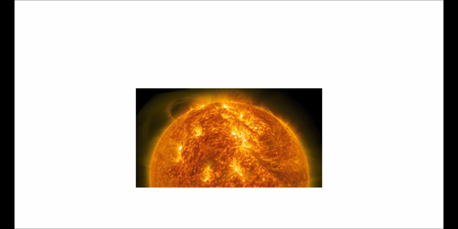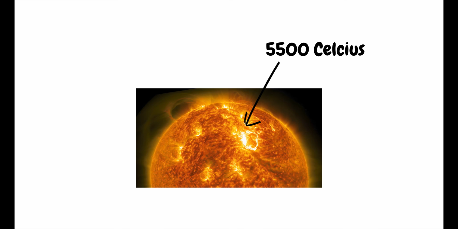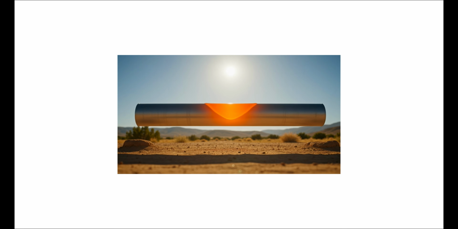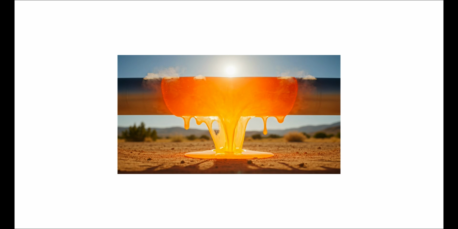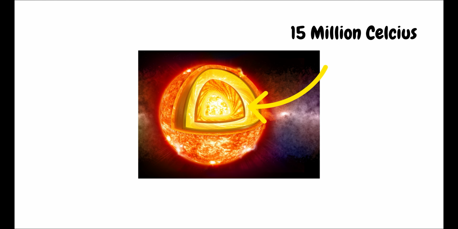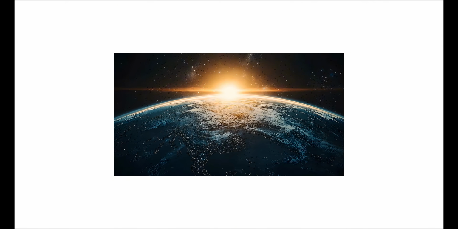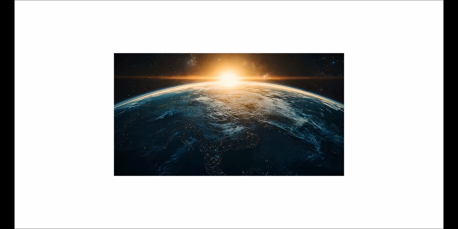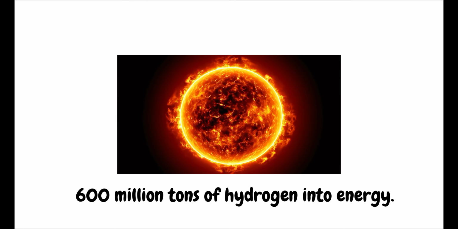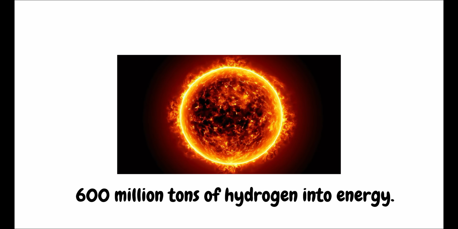The sun's surface temperature is around 5,500 degrees Celsius, which is already hot enough to vaporize almost anything instantly, but the real heat lies deep inside its core. At the center of the sun, temperatures reach about 15 million degrees Celsius. This extreme heat allows nuclear fusion to occur. In this process, hydrogen atoms collide and fuse together to form helium, releasing enormous amounts of energy. This energy travels outward through the star and eventually radiates into space as light and heat. Every second, the sun converts about 600 million tons of hydrogen into energy.